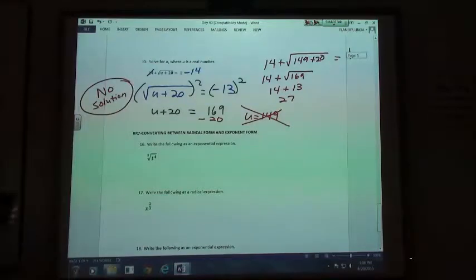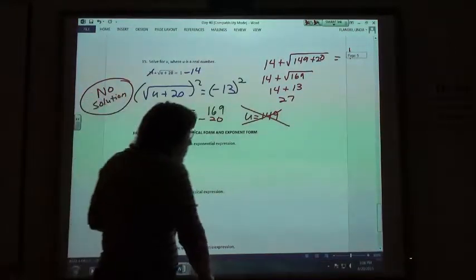And you will have some that come up to no solution. So make sure you check your answers when you're done to make sure they come up correctly.